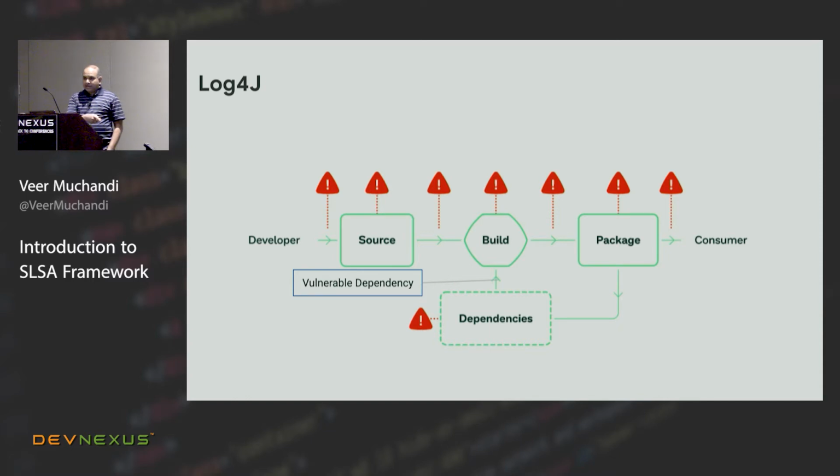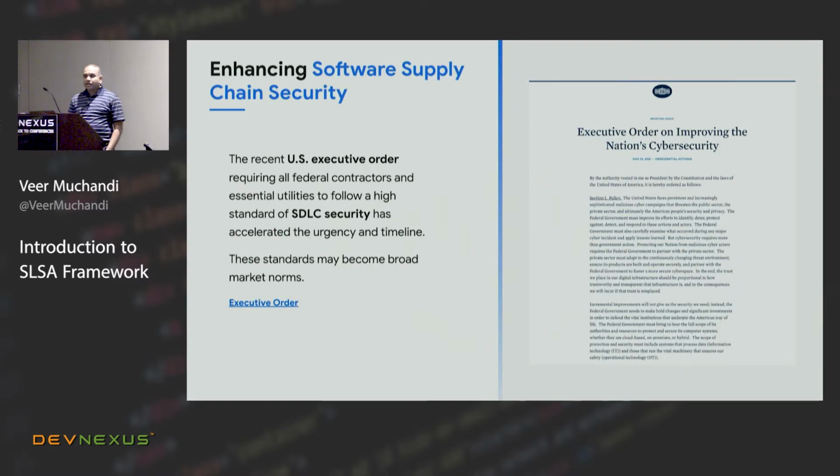Log4j, this happened in December, just a few months ago. What's here? Vulnerable dependency, right? Log4j is the dependency that all of us use. Most of the Java developers use Log4j. That's a vulnerable dependency. So with the SolarWinds attack, it was so disturbing that even the federal government had to issue an executive order saying that we need to be following strict SDLC security policies, and any contractor who works for the federal government has to go through that process, right?